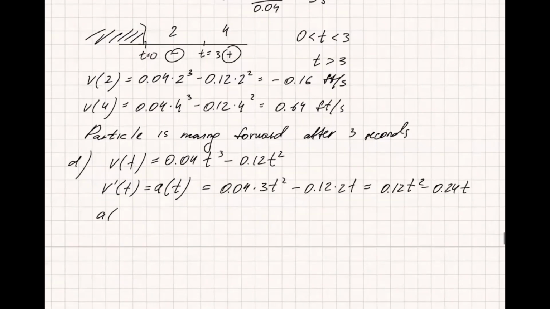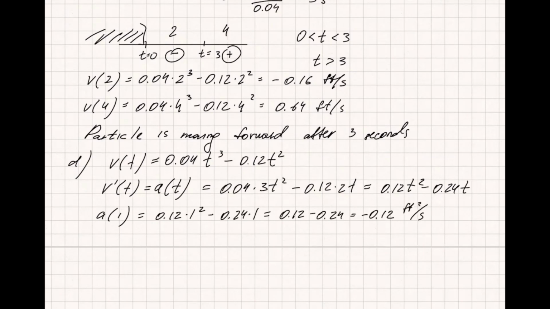Now, acceleration after 1 second is going to be 0.12 times 1 squared minus 0.24 times 1, which is 0.12 minus 0.24, which is negative 0.12 feet per second squared. All right, so that is it for part D.